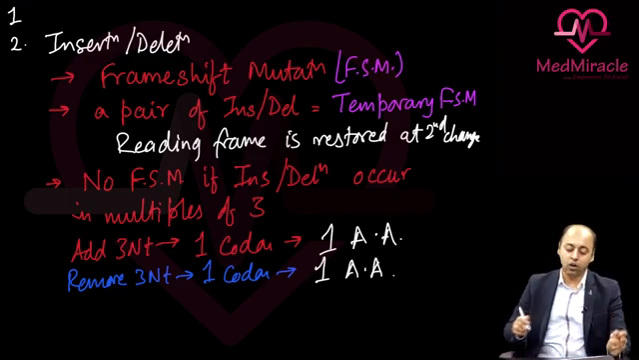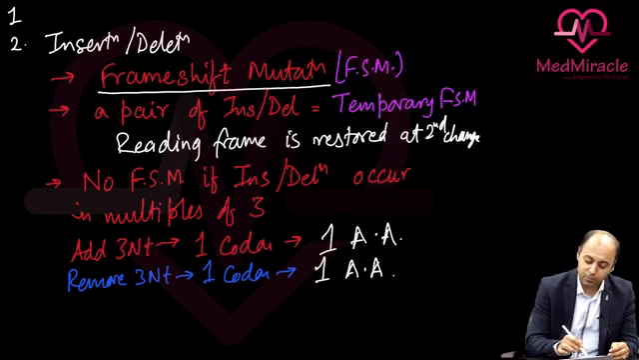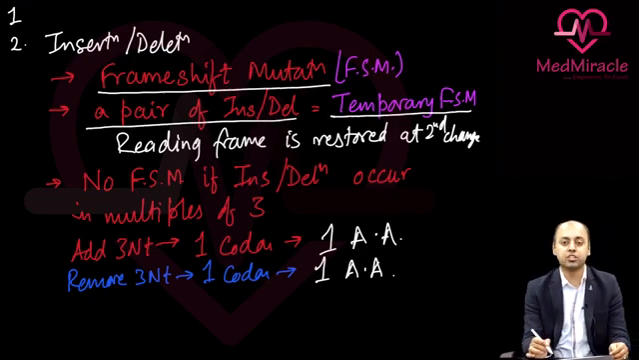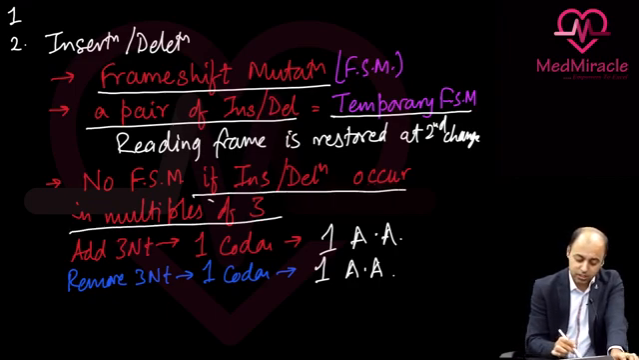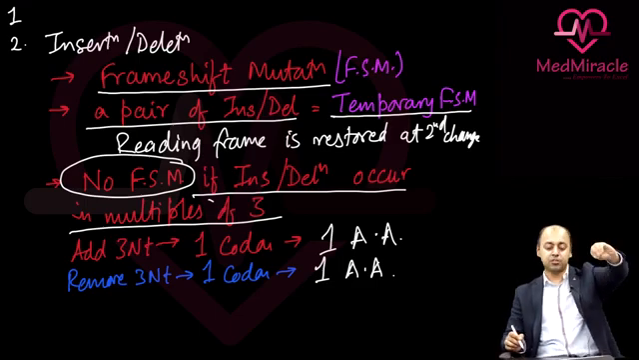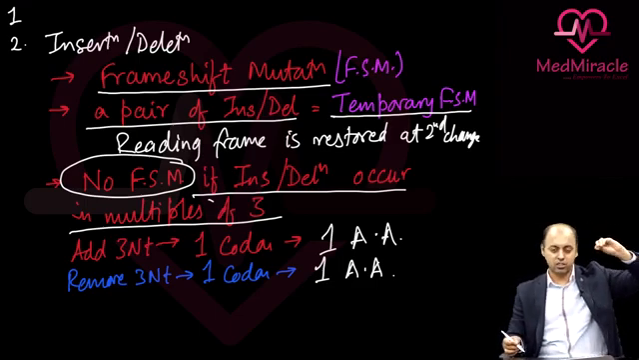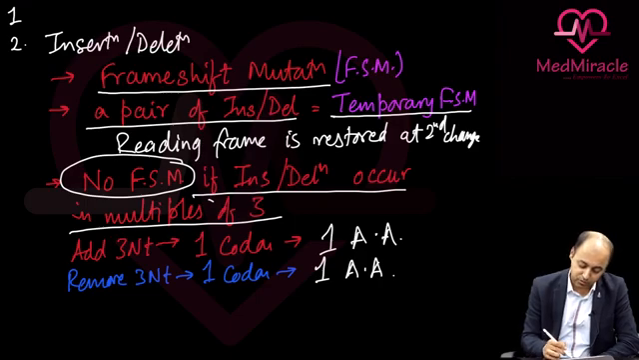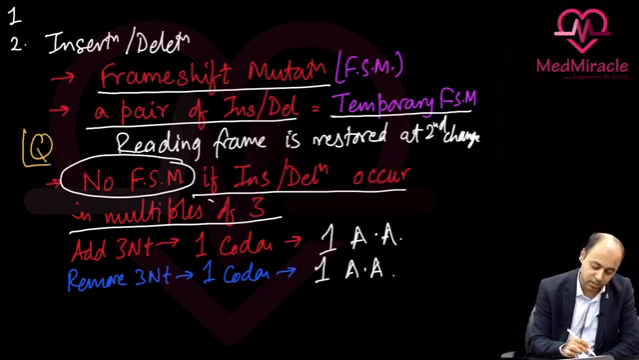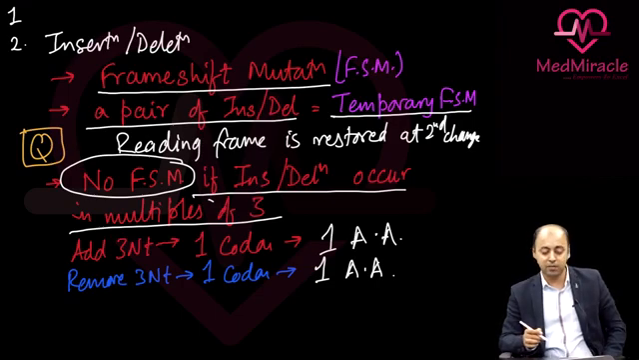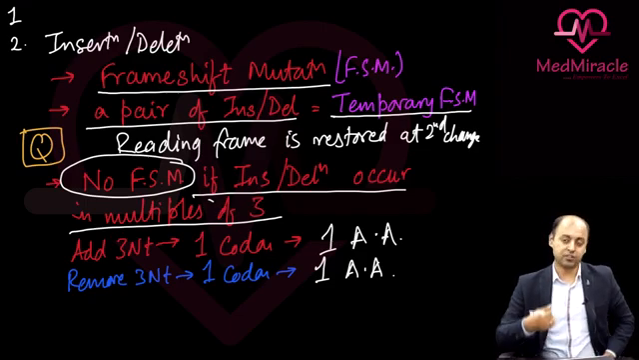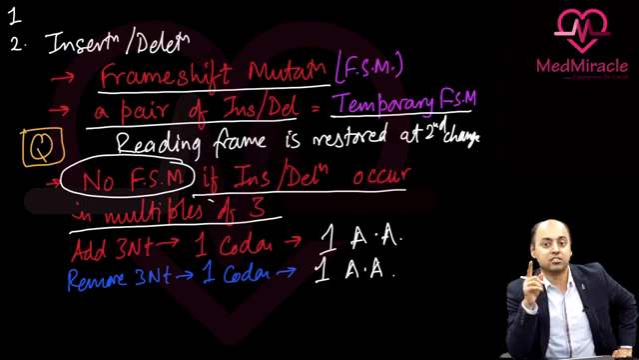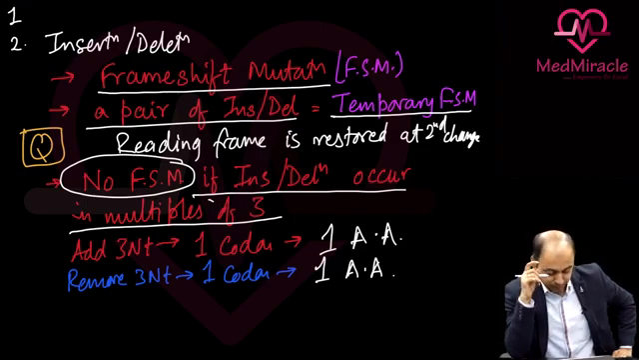So insertion deletion normally cause frame shift mutation. If you have a pair of insertion deletion, then you have temporary frame shift mutation. But if insertion or deletion occur in multiples of 3, then there is no frame shift mutation. This is an exception to insertion deletion. This question has been asked in the PGI exam: which of the following insertion deletion will not result in the shift in the reading frame? The answer is multiples of 3. In the given question, both 3 and 6 were options, so the answer would be 3 and 6.